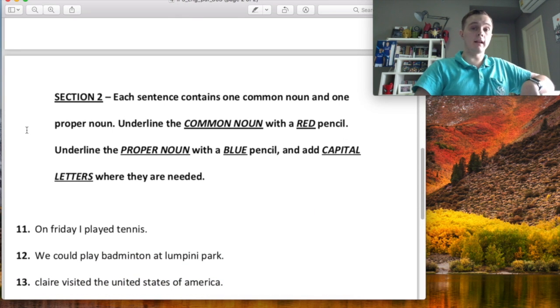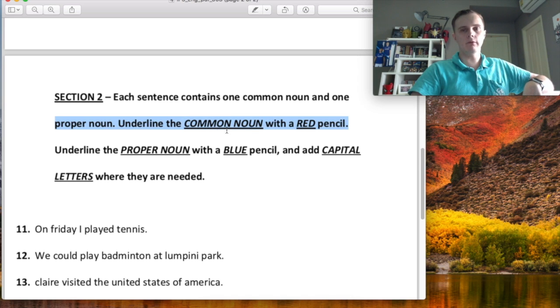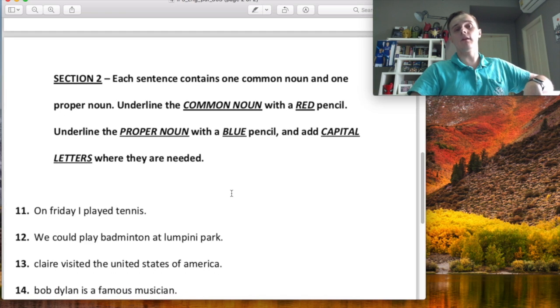Section 2 is a little bit harder. In each sentence, you've got one common noun and one proper noun. I want you to underline the common noun with a red pencil and underline the proper noun with a blue pencil. But the tricky part, the proper nouns do not have capital letters. So you'll see 2 nouns in each sentence. One of them is common, one of them is proper, but neither has capital letters. When you found the proper noun, I want you to add a capital letter to it.